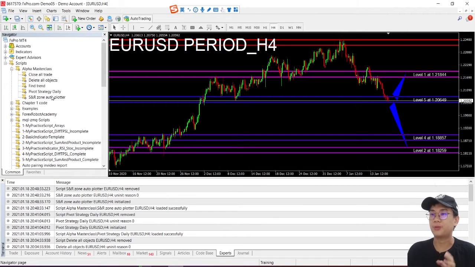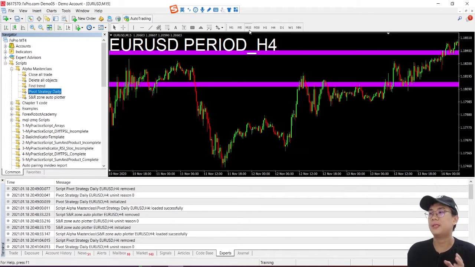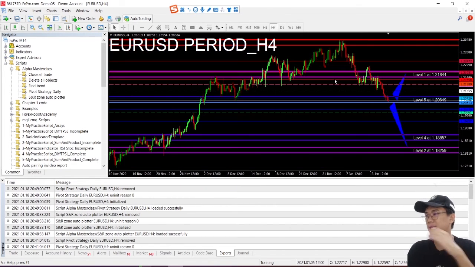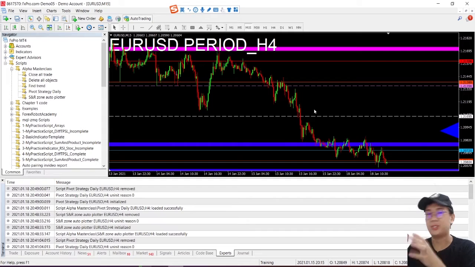Now you drag and pull the same thing, but this time you drag in pivot strategy daily, and it will draw all the support and resistance lines for today only. Switch over to a lower time frame, maybe M15 or M30 will be good. You can see the lines will be more spread out compared to what you saw previously in the H4, where it was all clustered together, like wow, so many things. So you bring it into a lower time frame to only see what you need to see.